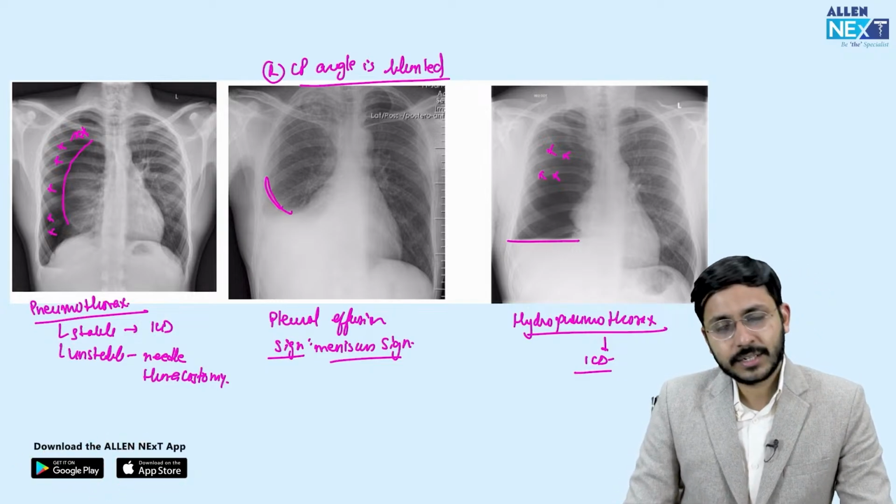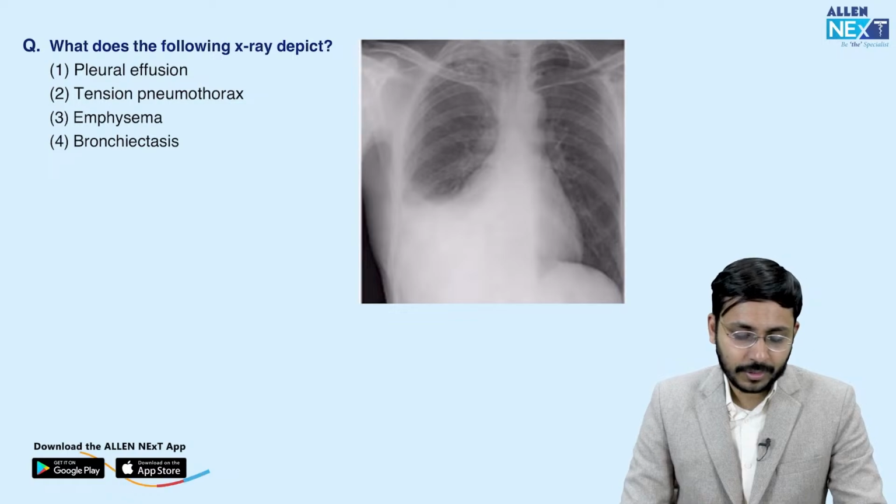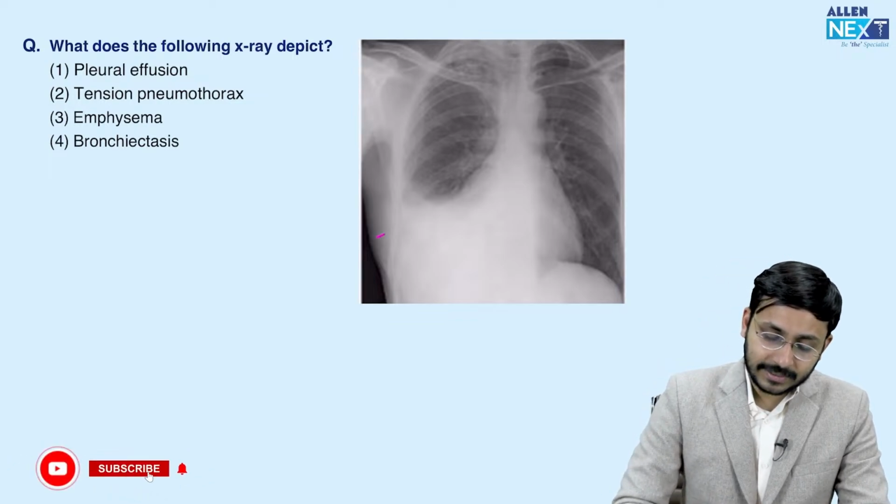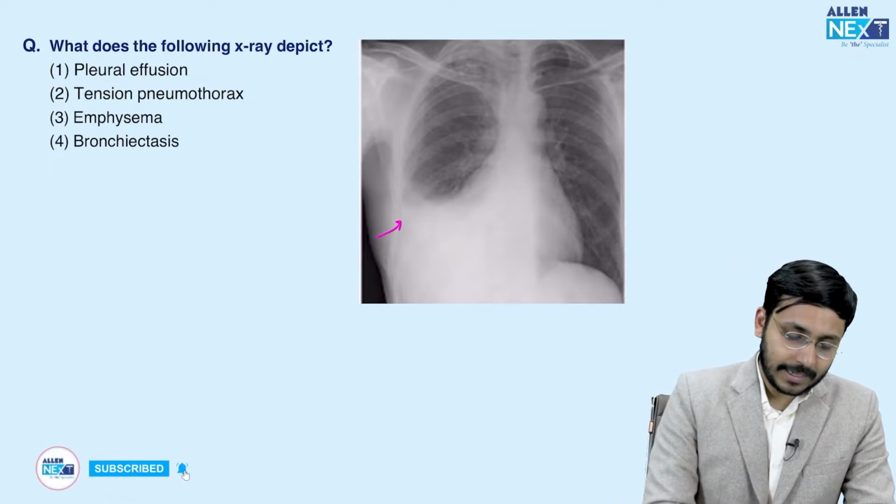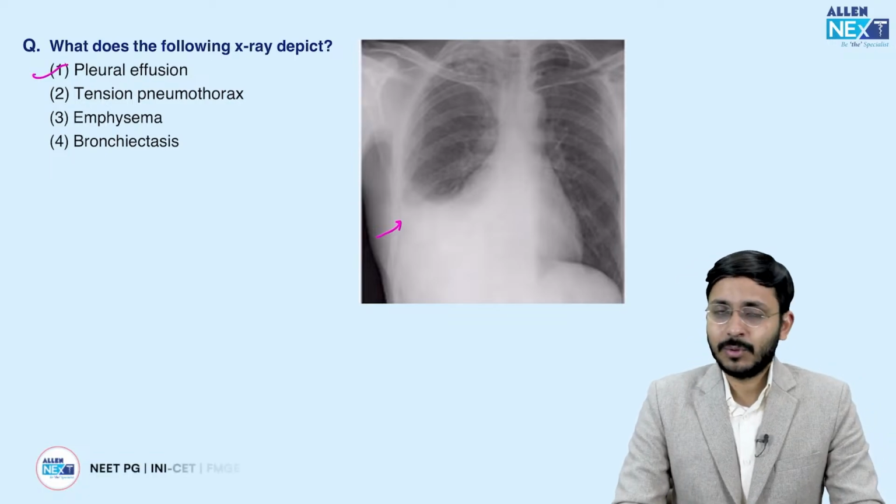Now the next question, we've already read this. What does the following X-ray depict? We know that the right CP angle is blunted and showing a meniscus sign. So this is a pleural effusion.